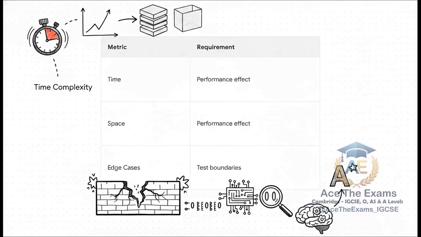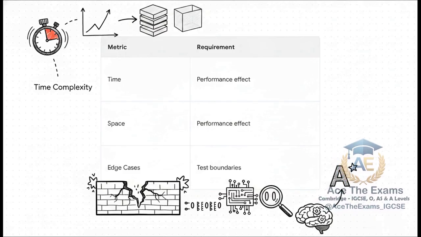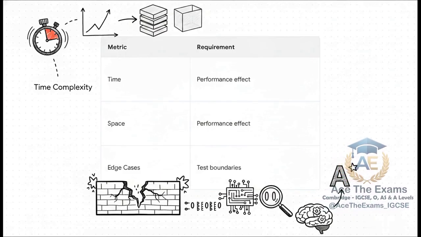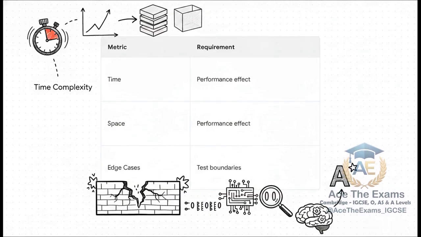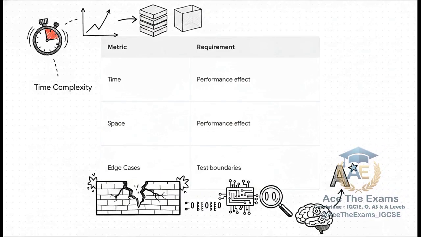Does your algorithm require duplicating the entire array in memory? And crucially, edge cases. What happens if every single bit in the transmission is a 0? Testing these boundary conditions is literally what separates an A from an A star.